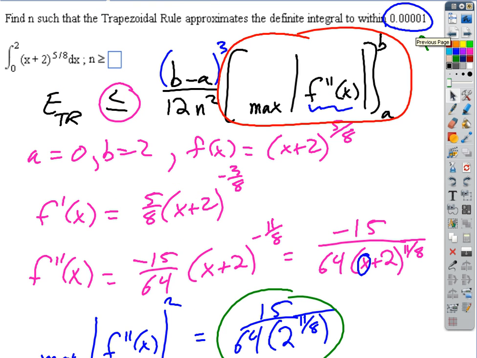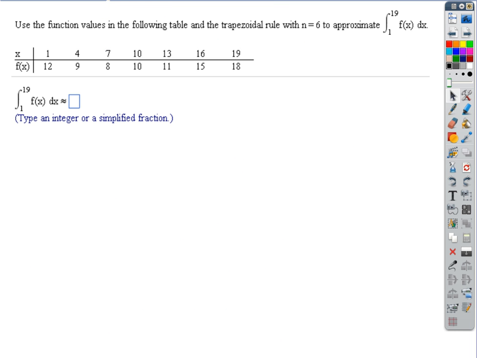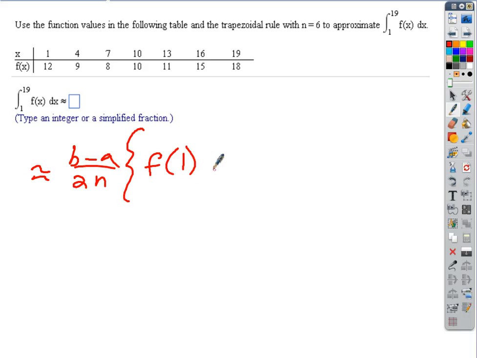Okay, and then last one is this guy. This is a really quick one, right? Because all you're doing here, remember the trapezoidal rule, they're giving you the values of f. So this is roughly equal to b minus a over 2n times f of x of 0, plus 2f of x of 1, plus 2f of x of 2, etc., plus the last one.